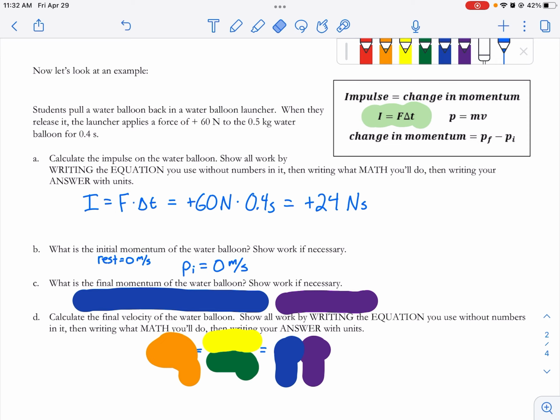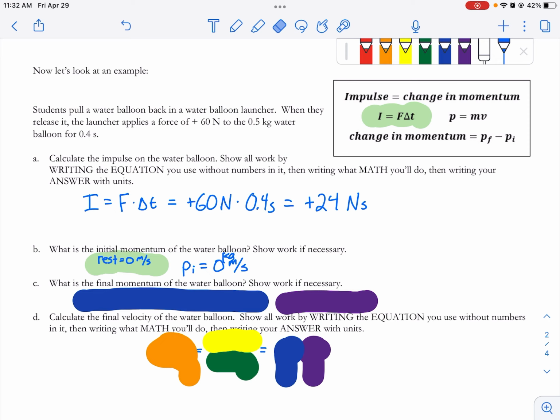I didn't actually show any work. I mean, I guess I kind of showed some work because I showed that it is here at rest. So that's enough for me. If all you did was write down 0, whoops, I wrote down the wrong unit. Do you see that? I left off the kilogram meters per second. If all you did was write down 0 kilogram meters per second, that would be enough because that's the answer, okay? So next question, what's the final momentum of the water balloon?